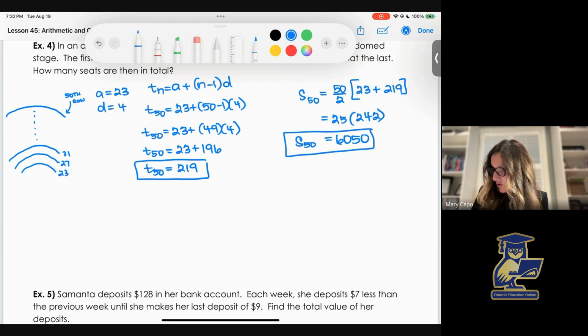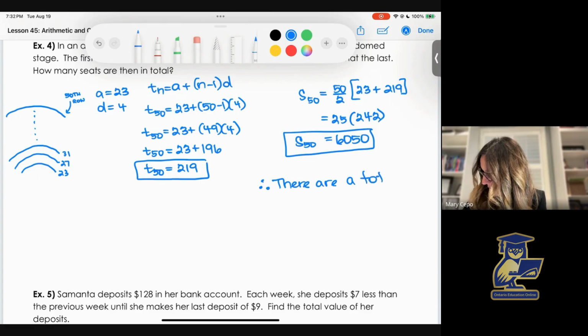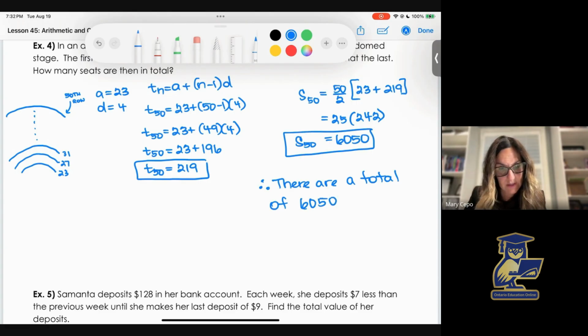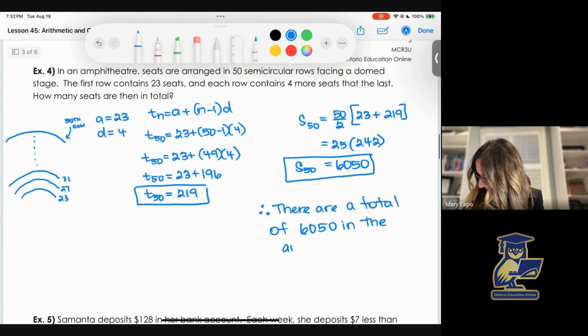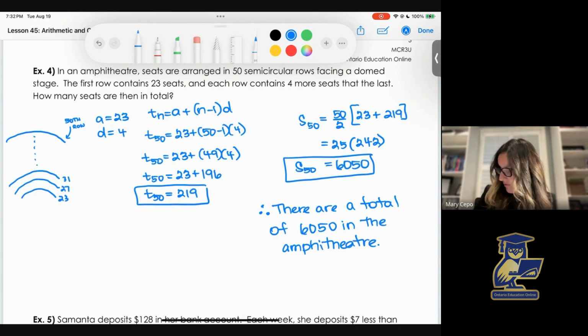So again, this is a word problem, so we do have to make sure we answer the question. How many seats are there in total? Therefore, there are a total of 6,050 seats in total in the amphitheater. Okay, so keep in mind with the word problem, we want to have that therefore statement.